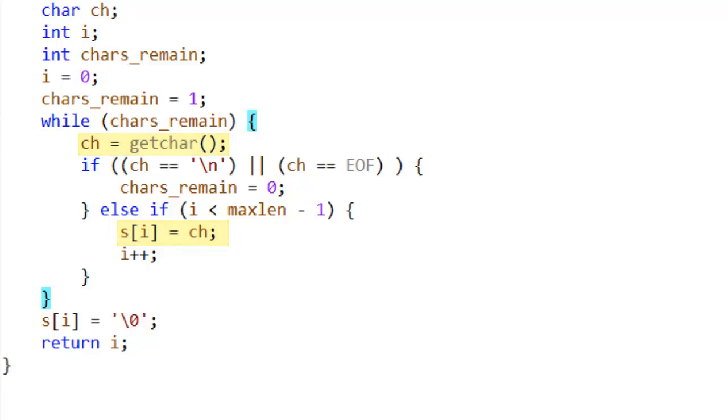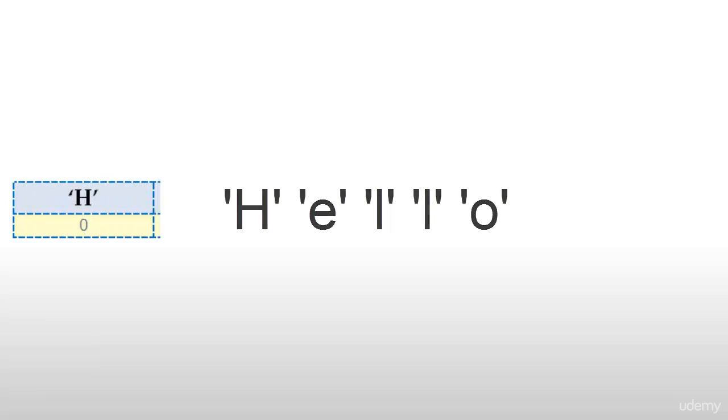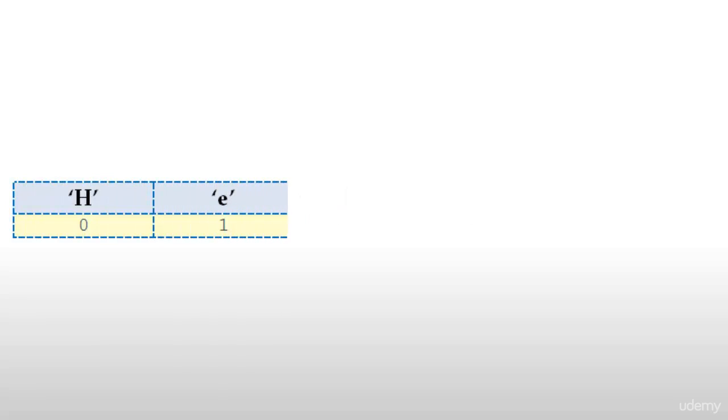The end result was that if the user entered the characters HELLO, those would be added sequentially to the array s. The first character would be at the array index 0, the second at index 1, and so on.